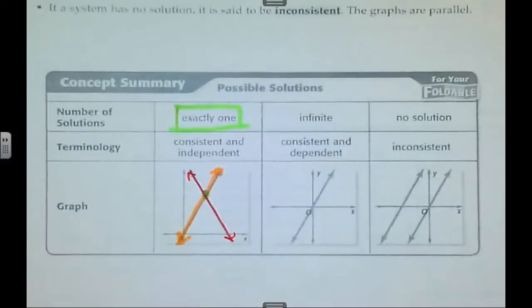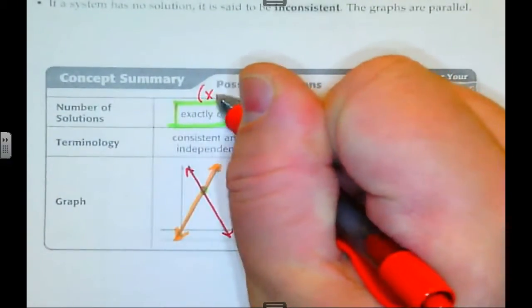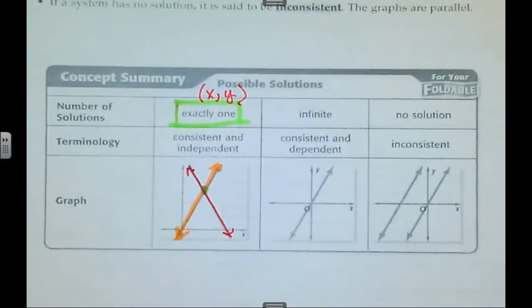Now remember what a point is, right? It's an x-coordinate and a y-coordinate, or an ordered pair. So please put your answers in ordered pair form. That's a point.